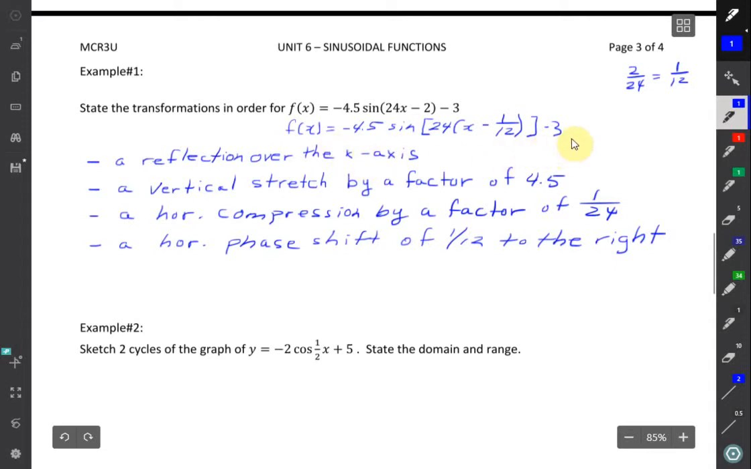Finally, the C value, this is for vertical translations, up or down. This is negative, so it's down, so it's a vertical translation of 3 down.